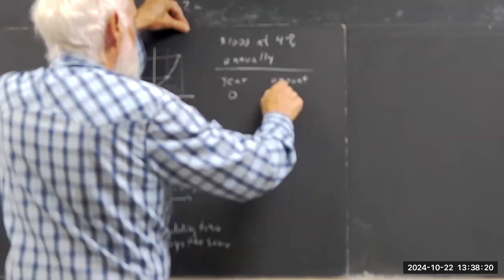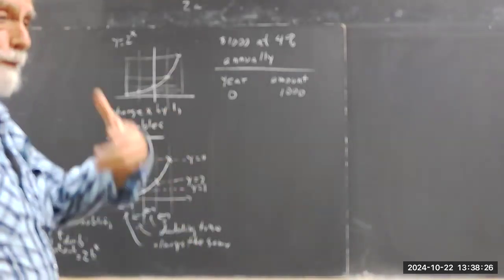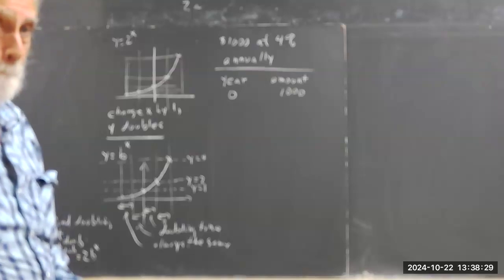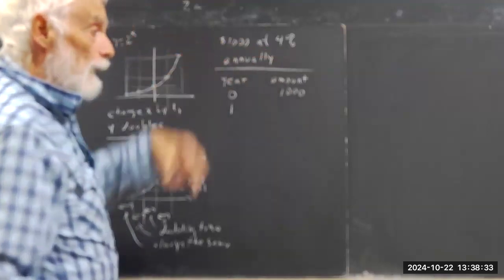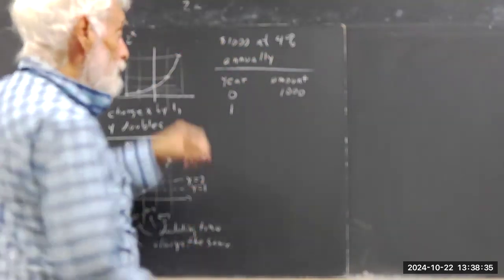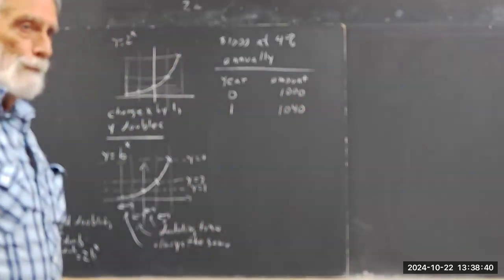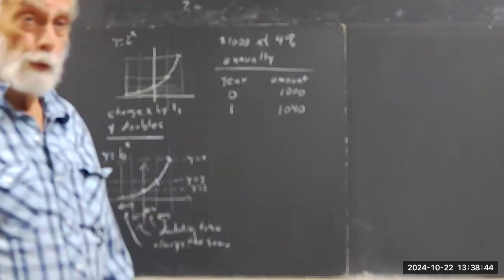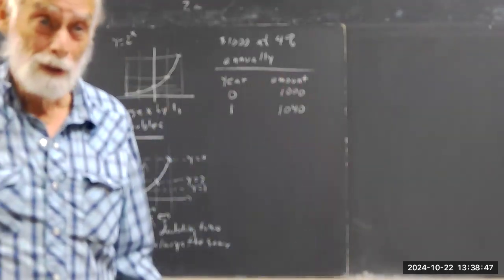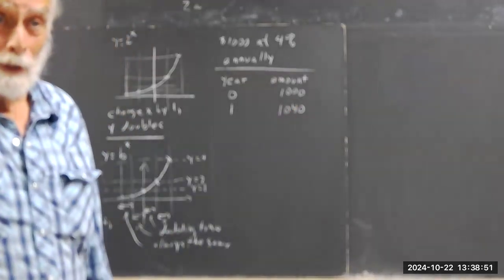Year 0, which is when you get it, you have $1,000, right? Now, how much do you have after a year? Well, 4% of 1,000 is 40. So after a year, you have $1,040. Now, if you don't go out celebrating, buying a fancy car for that $40 or a big expensive meal or whatever, well, you can't do all that much with $40. You might as well leave it there.